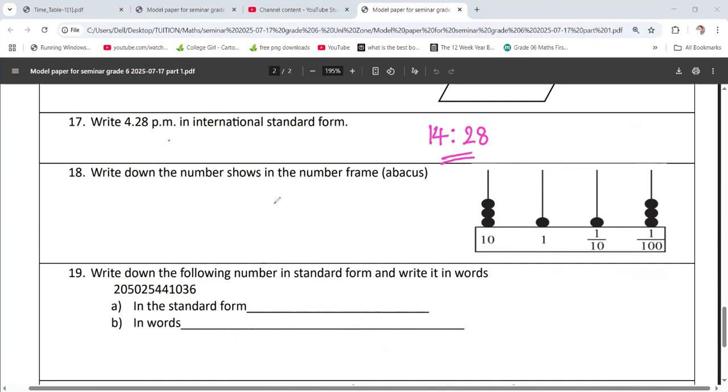There are 3 tens and 1 one. That means 31. And 1 tenth, that means 0.1, and 3 hundredths, that means 0.03. So this is 31.13. Write down the following number in standard form.